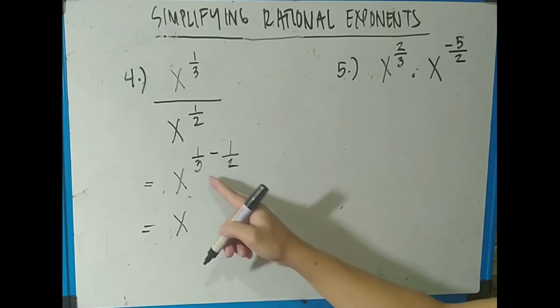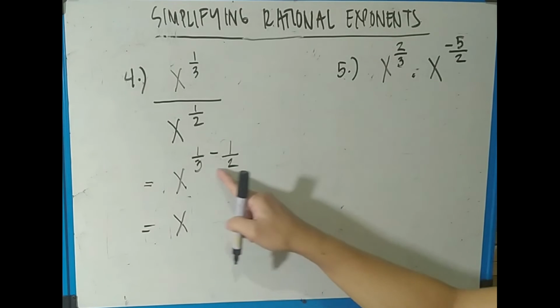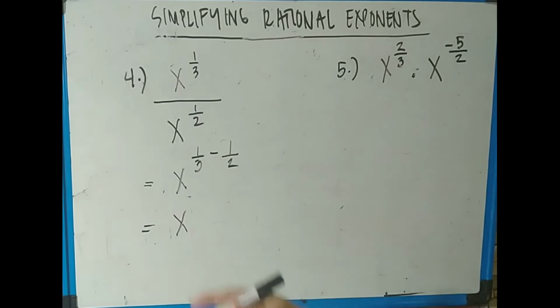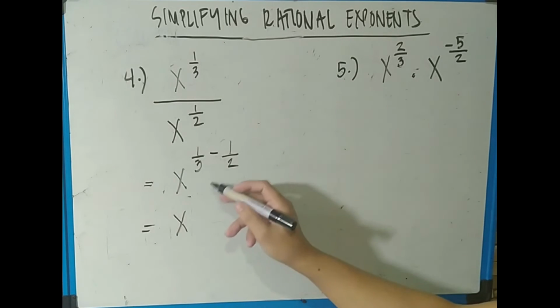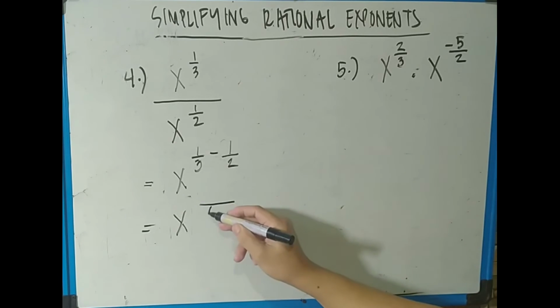Then, kapag nag-subtract tayo, guys, as simply as gawin lang natin yung LCD nila. But there are several methods to do this. You can have the butterfly method. Later, I'll discuss that one. So, by this, 1/3 minus 1/2, if we get the LCD of 3 and 2, we'll have 6.